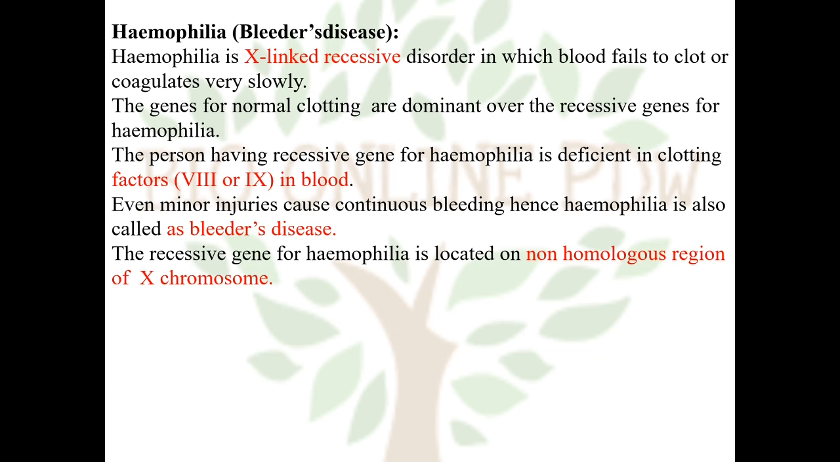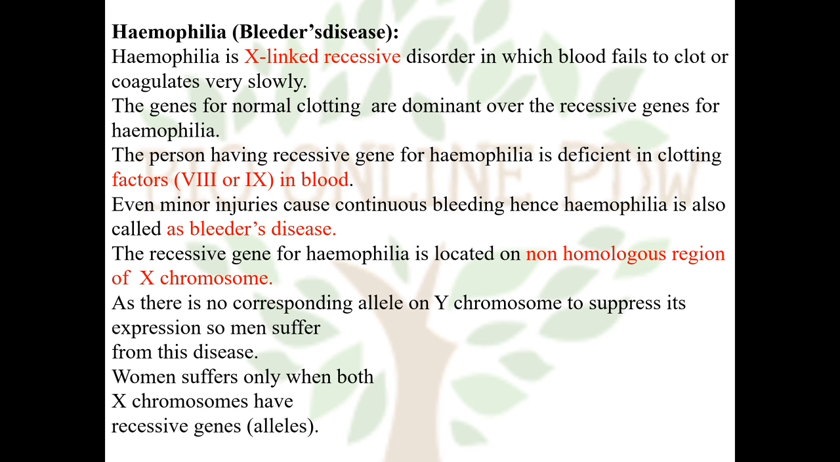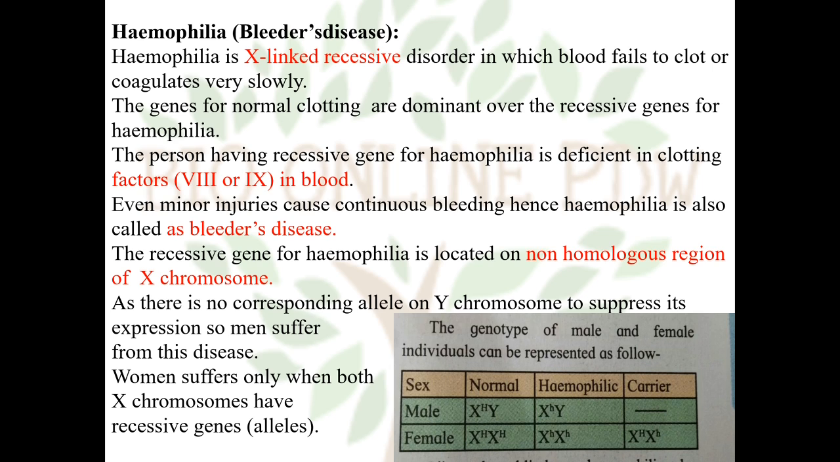The recessive gene for haemophilia is located on the non-homologous region of the X chromosome. As there is no corresponding allele on the Y chromosome to suppress its expression, men suffer from this disease, just like colorblindness. The X chromosome has the recessive allele. The genotypes for male and female individuals can be represented in the following chart.